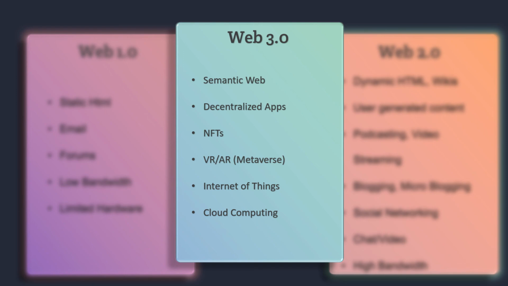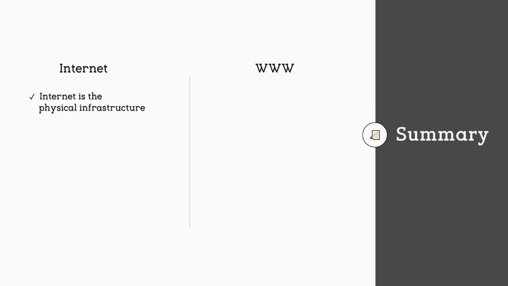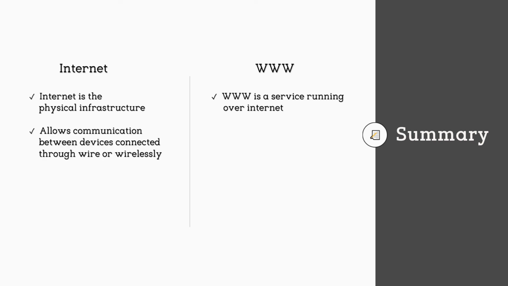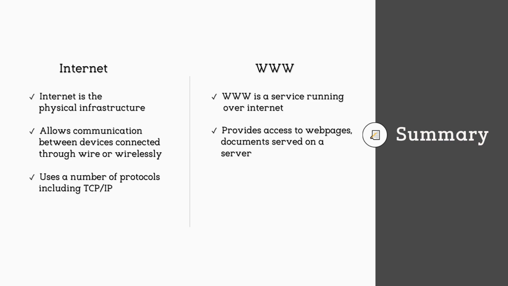Summarizing everything we have described in this video. The internet is the physical infrastructure, while the World Wide Web is a service running over the internet. The internet allows communication between devices connected through wire or wirelessly, while the World Wide Web provides access to web pages and documents served on a server. The internet uses a number of protocols including the TCP/IP protocol, while the World Wide Web uses HTTP to communicate between server and client.